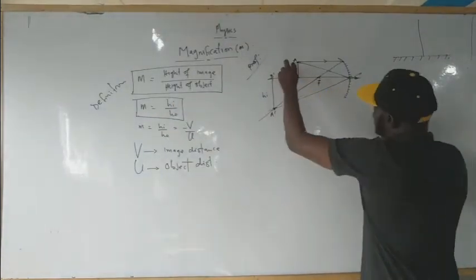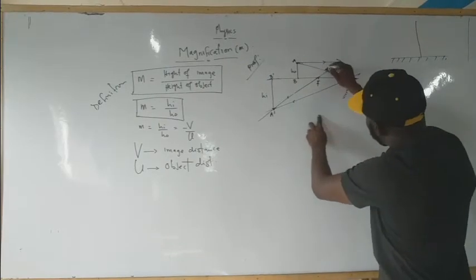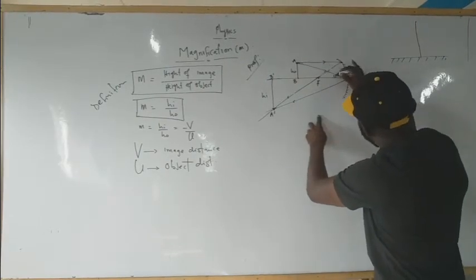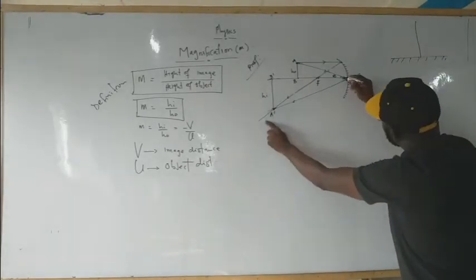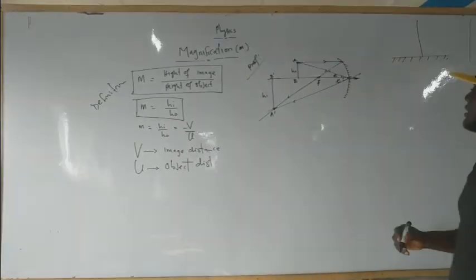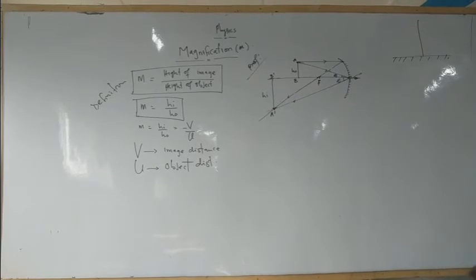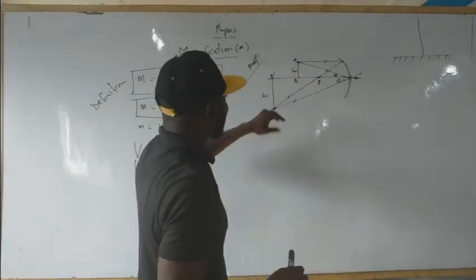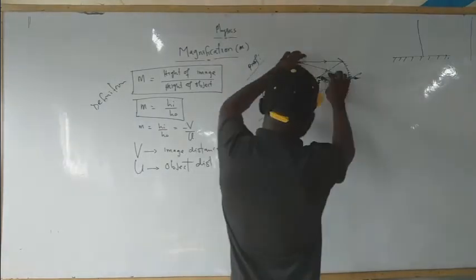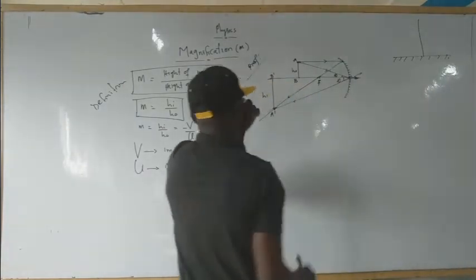Since this is an incident ray, this will be the angle of incidence, which is theta. Reflecting like this, this will be the angle of reflection, that is theta equals theta. So looking at this very well now, we have two triangles, this triangle and this triangle.